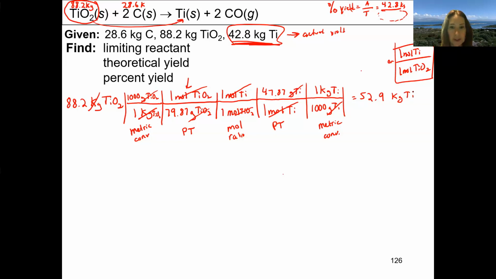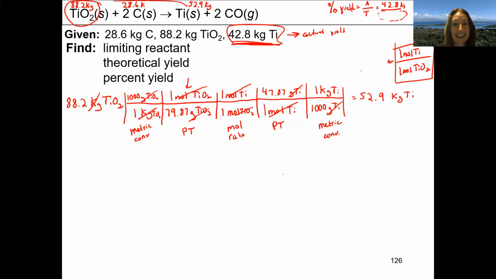Okay, so what's this mean? So what did I just do, right? So this is saying that if we use 88.2 kilograms of TiO2, we can make 52.9 kilograms of TI. So if we use all the 88.2 kilograms up, we can make 52.9 kilograms. Now, is that real or not? I don't know, we've got to see.